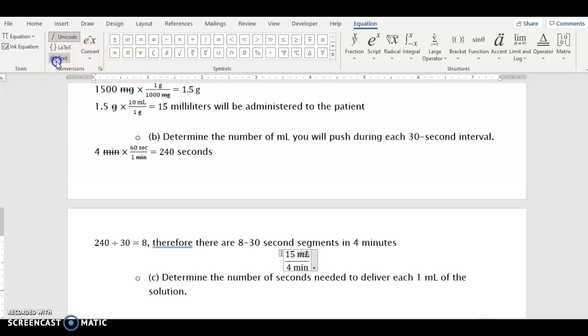Okay, so let me just input the units here. Remember, there are 240 seconds in 4 minutes. So this is like saying the flow rate is 15 milliliters over 240 seconds. Let's quickly change that to 240 seconds. What we're going to do is divide the numerator and denominator by 8.